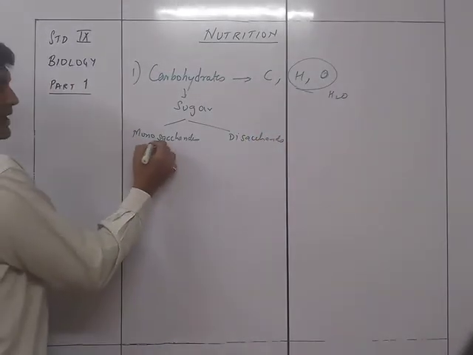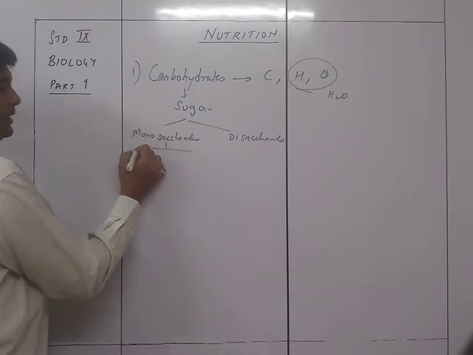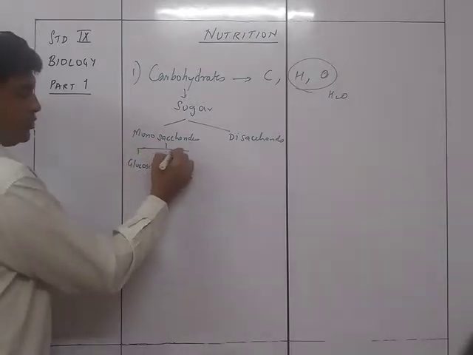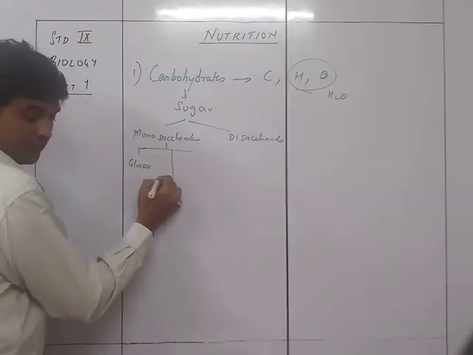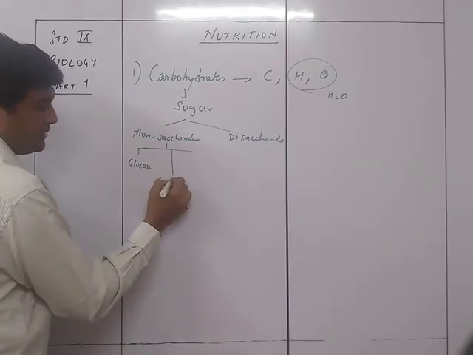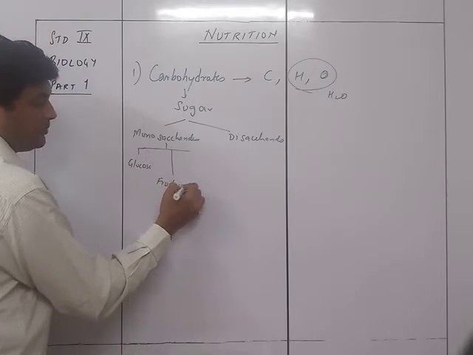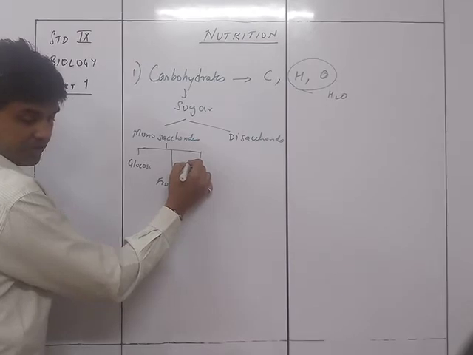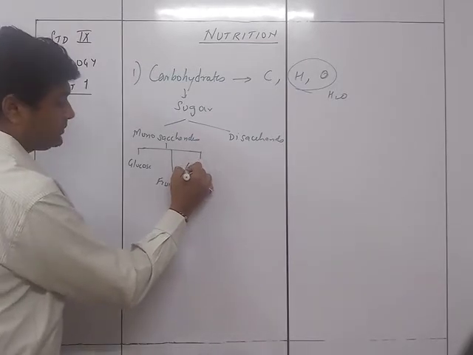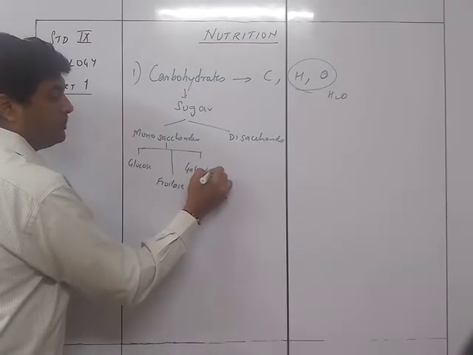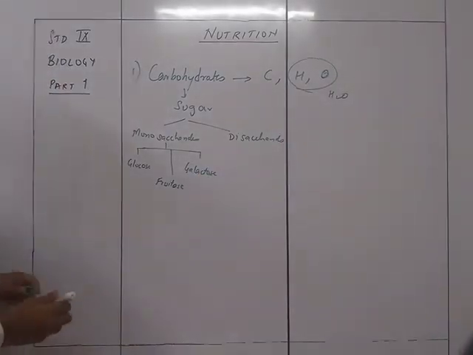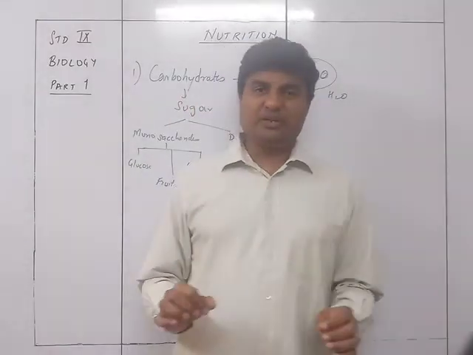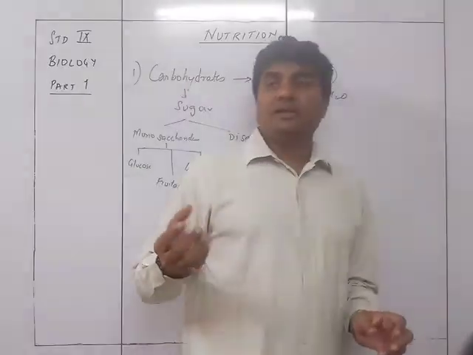The monosaccharides are of three kinds. The first one is glucose, which is called grape sugar. The second one is fructose, which is from the fruits, normally from the plants, and the other one is galactose, which is from the milk. So milk sugar is galactose. Glucose is the simplest form, and it takes these kinds of sugar.